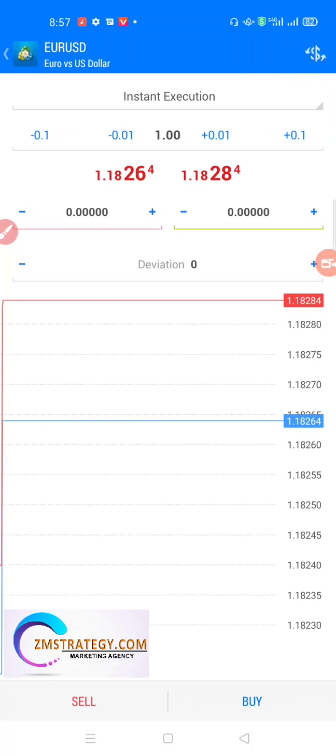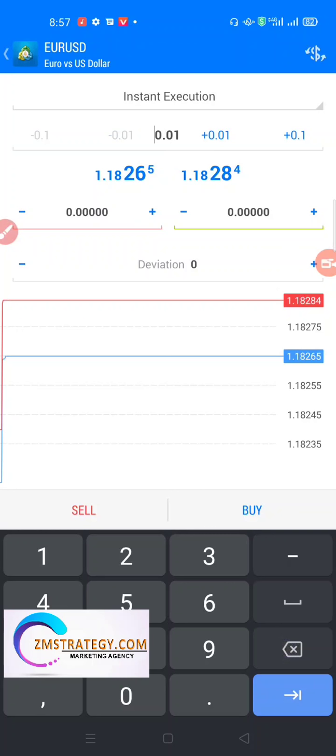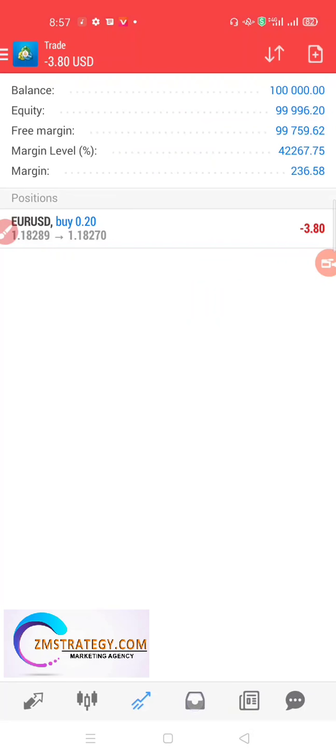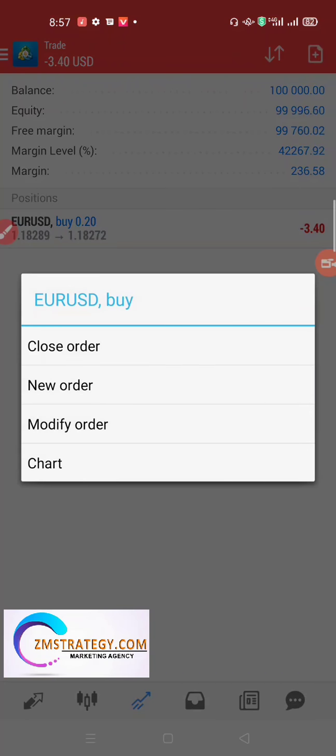Let us take a trade and see if it displays the same way on MT4. Let's also use a 0.2 lot size and take a buy trade. It's also displaying the same things: the balance, the equity, the free margin, the margin level, and margin. You can see that they are all the same. MT4 and MT5 are the same, with just a little difference. So that's just how it is. Let me close this trade.